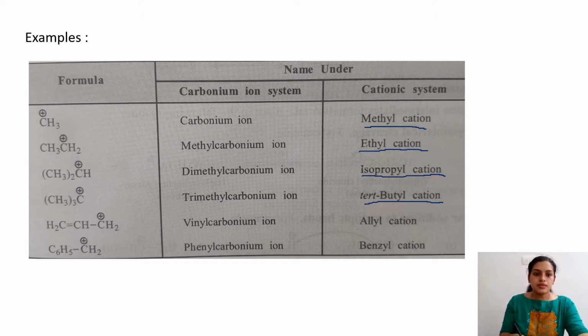You should note another point: this ethyl carbocation is called a primary carbocation because the carbon carrying the positive charge is directly connected to one carbon atom. In the same way, isopropyl carbocation is an example of a secondary carbocation because the carbon carrying positive charge is directly connected to two other carbon atoms. And this tertiary butyl carbocation is an example of a tertiary carbocation.